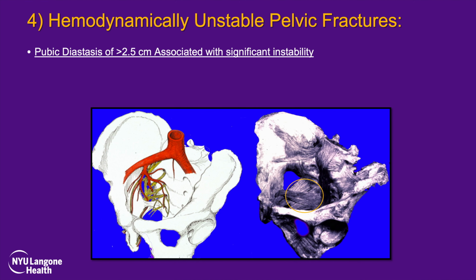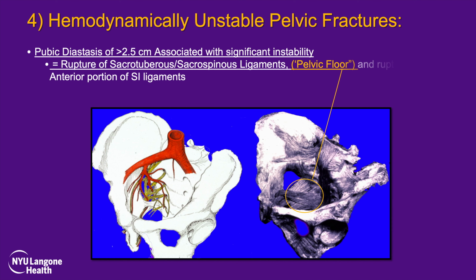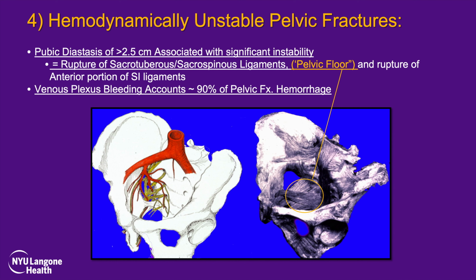And this 2.5 centimeters of diastasis that we learn about is a key marker based on Marv Tile's anatomic studies, showing the necessity to disrupt the pelvic floor, the sacrotuberous and sacrospinous ligaments, when you diastase more than 2.5 centimeters. So if you've gone more than 2.5 centimeters, you've gone a lot further in the back. You've torn a lot of these ligaments. You've probably torn a lot of the venous plexus in the back too.